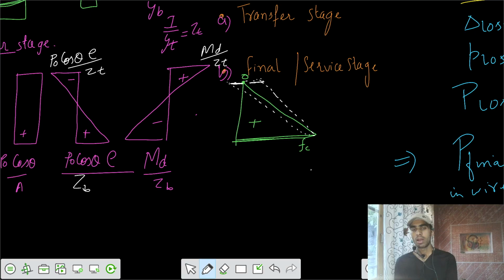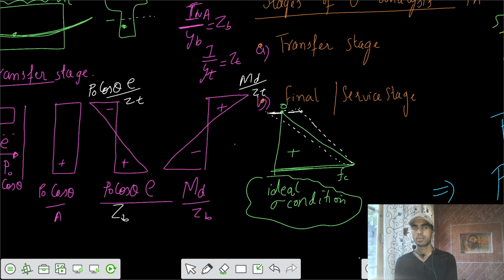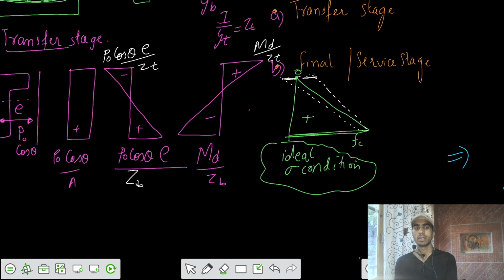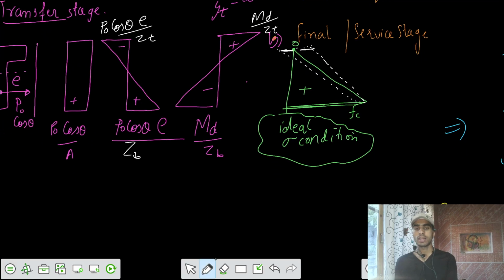A little bit of value there, but our ideal condition I'm going to write in green color: ideal stress condition for the initial case. I don't want tensile stresses in the concrete, because concrete is weak in tension. So that's the ideal stress condition, that tensile stress sigma t is zero. I want that.